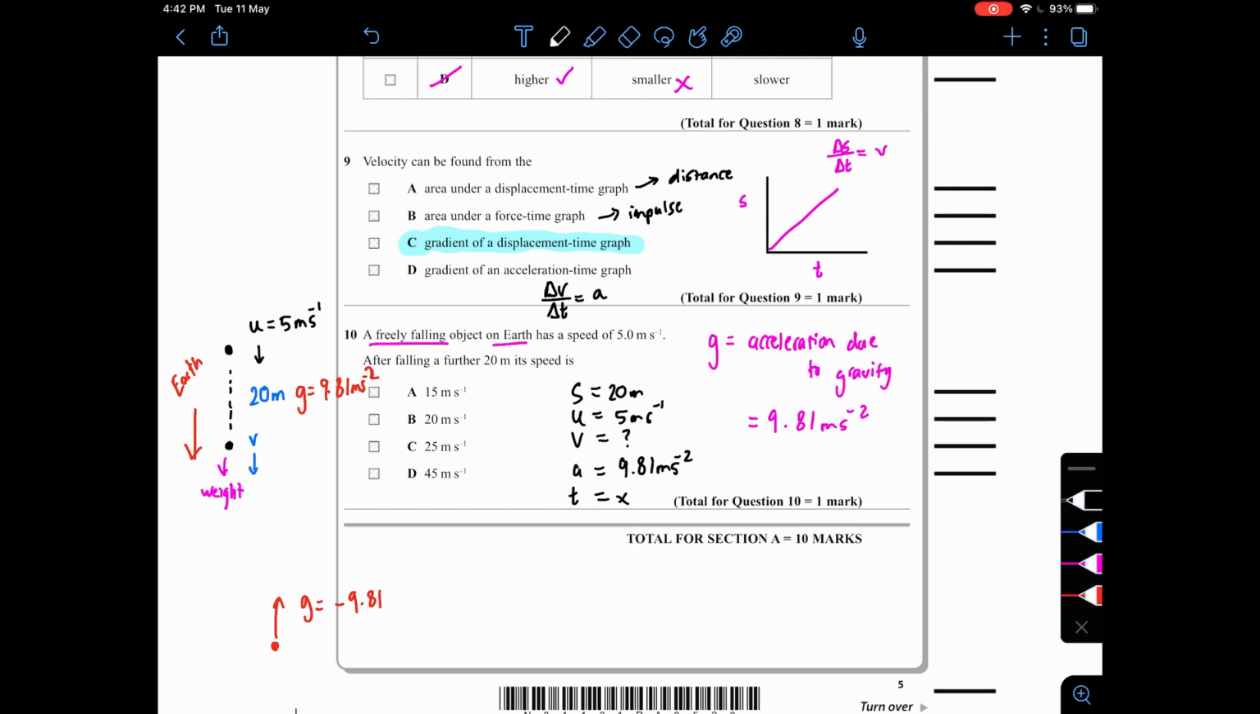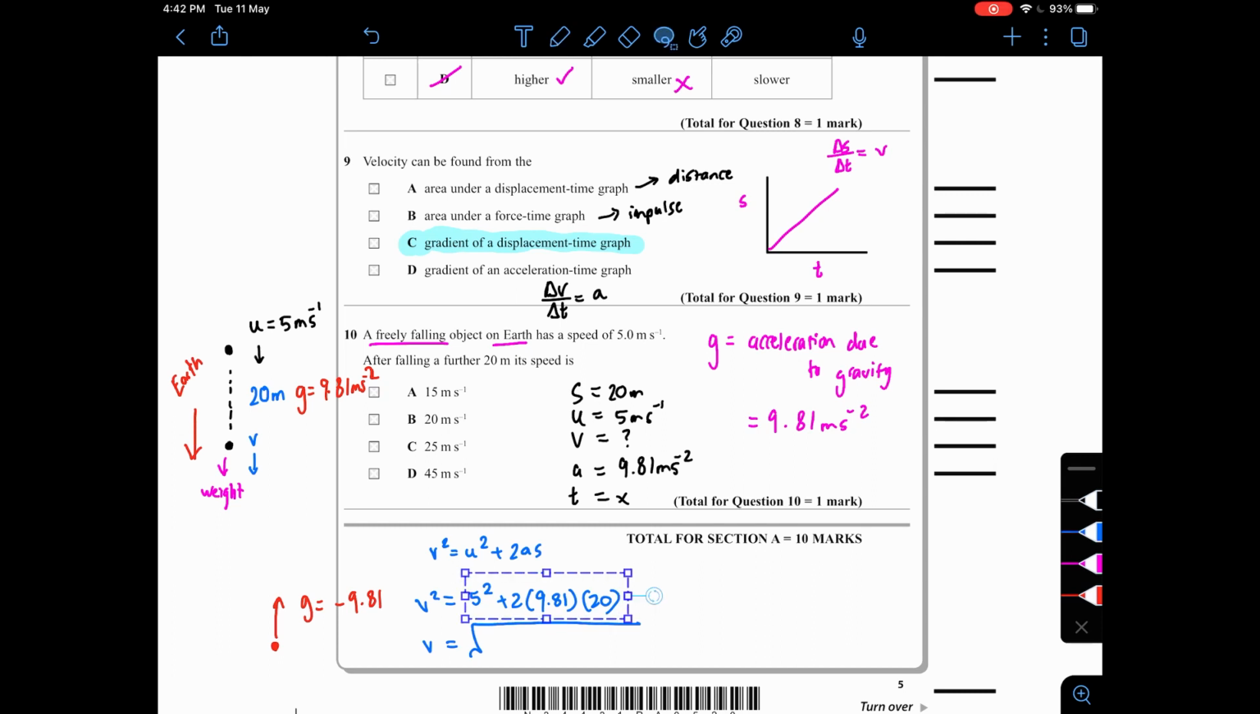So which equation can we use that links all of them together? That's going to be v squared equals u squared plus 2as. So that would be 5 squared plus 2 times 9.81 times s, which is 20. And that's v squared, so v would be the square root of that.